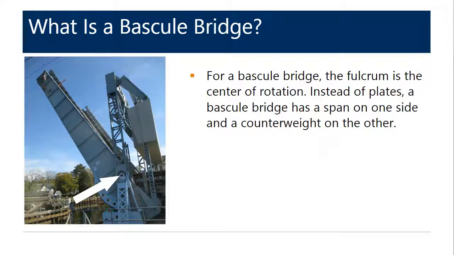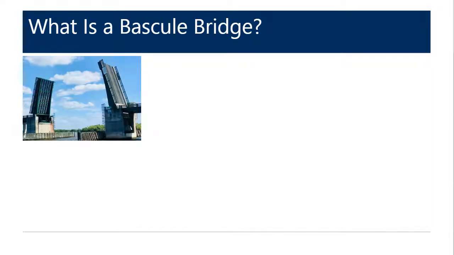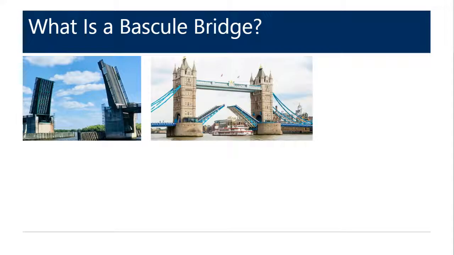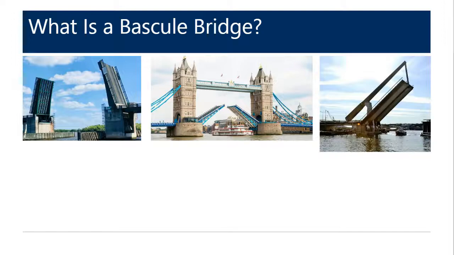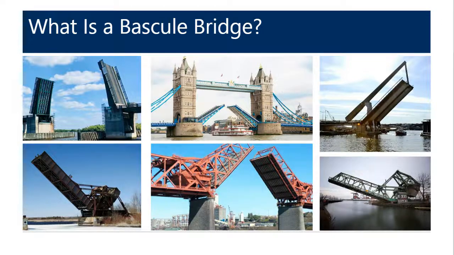For a bascule bridge, the fulcrum is the center of rotation, highlighted here in the photo. And instead of plates, the bascule bridge has a span on one side and a counterweight on the other. There are several subtypes of bascule bridges. You have your typical trunnion bascule and your fancy trunnion bascule, Dutch-style overhead counterweight, rolling lift, Scherzer type, Strauss-style trunnion. You can start to sound like Bubba from Forrest Gump talking about all the different subtypes of bascule bridges. However, these are the most common bascule bridges you'll encounter.